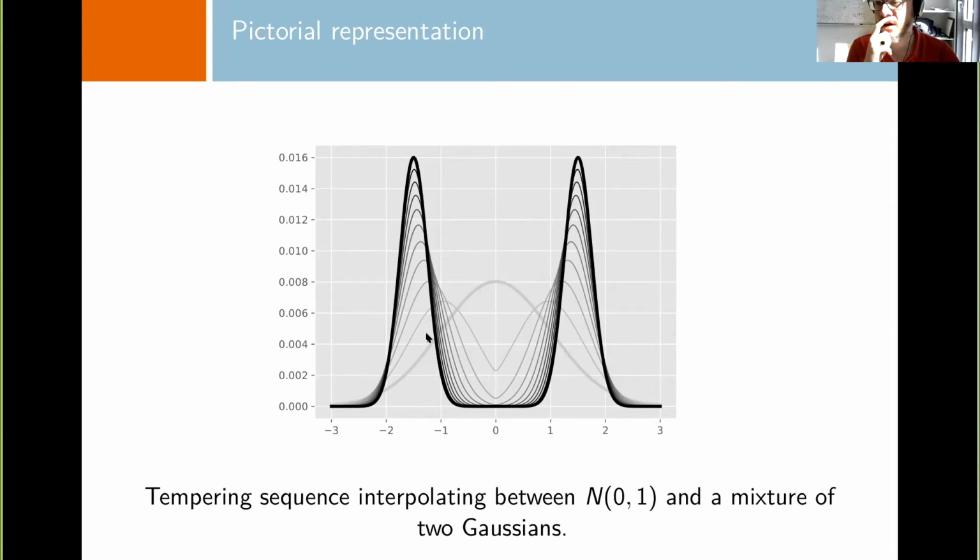So this is just a tempering sequence. Imagine your initial distribution is this Gaussian, right? And that your pi is this mixture of two Gaussians. And then these intermediate lines here are the tempered distributions for lambda equals 0, 0.1, 0.2, etc. All right.